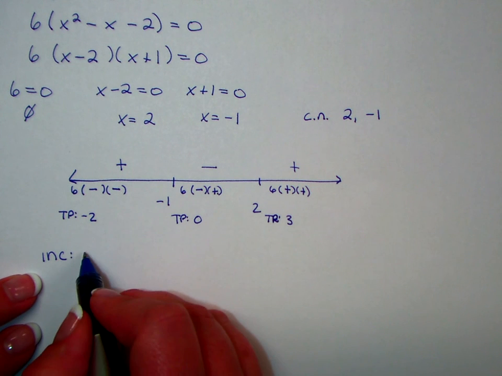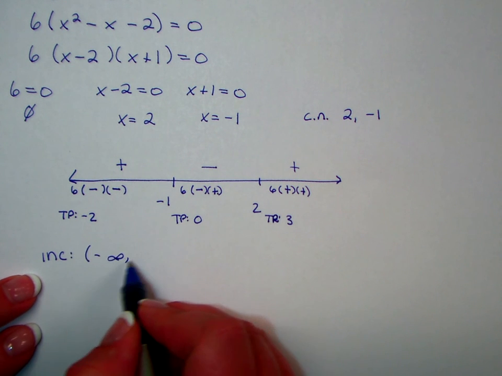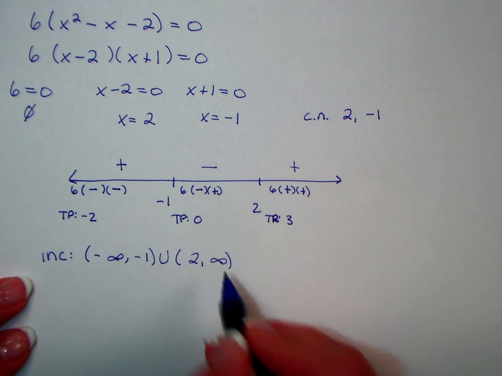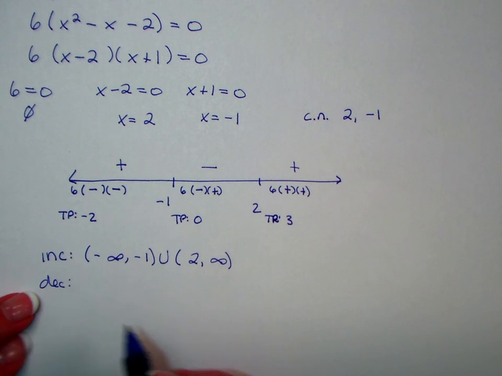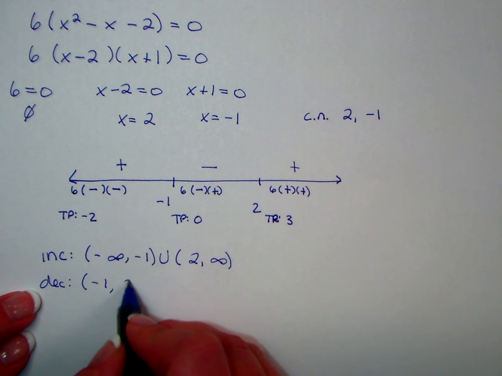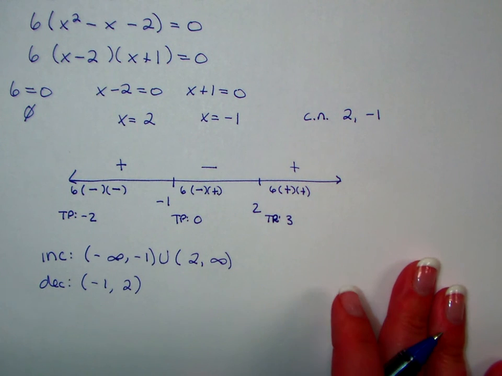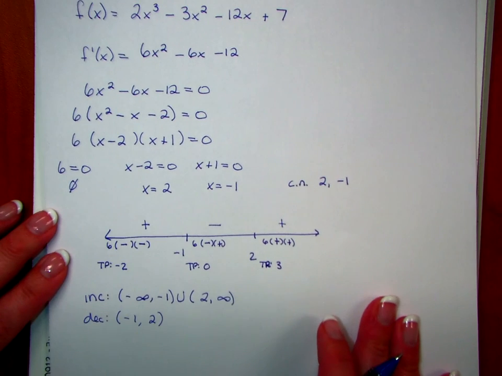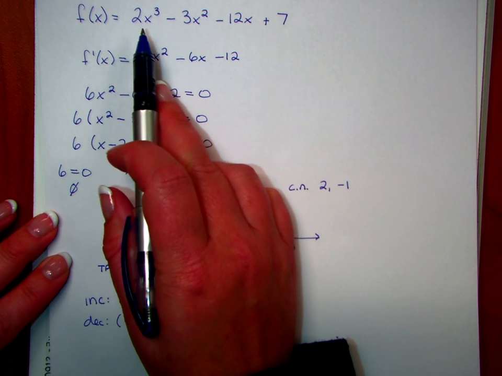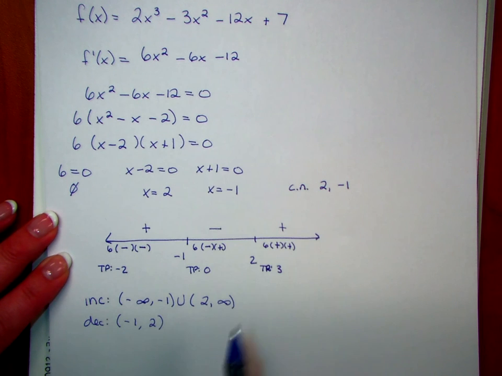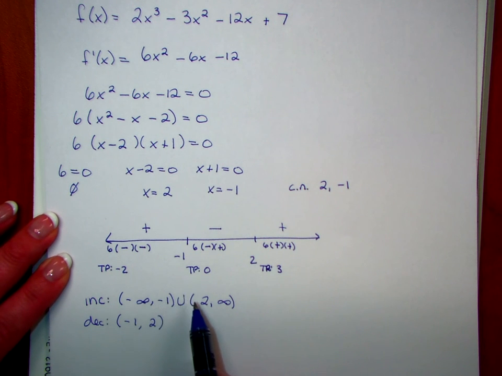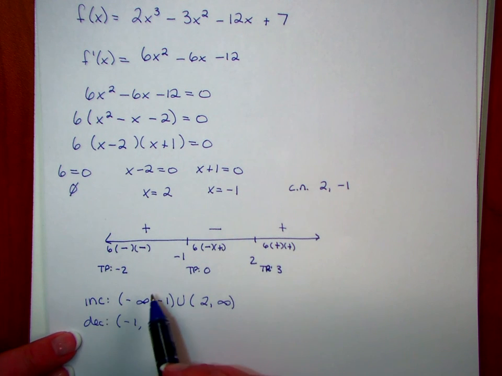So we're increasing from negative infinity to negative 1 and from 2 to infinity. Decreasing from negative 1 to 2. And this is where the original function is increasing or decreasing. This is where this cubic function is increasing or decreasing. So it's going to start off increasing, change to decreasing in the middle, and then change to increasing again. So it's going to look like a cubic.